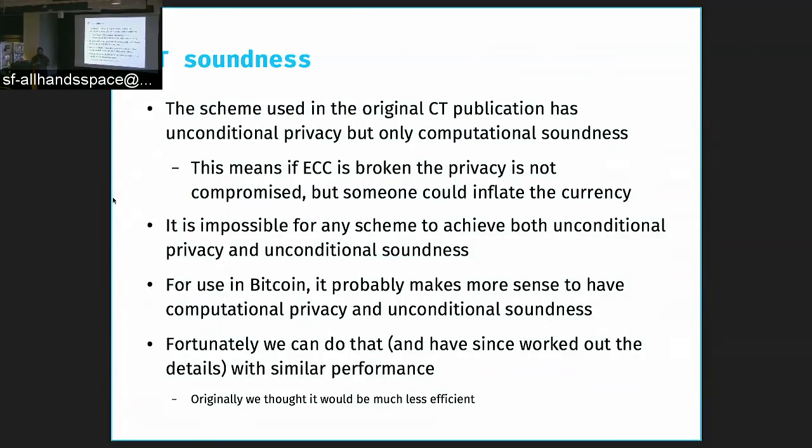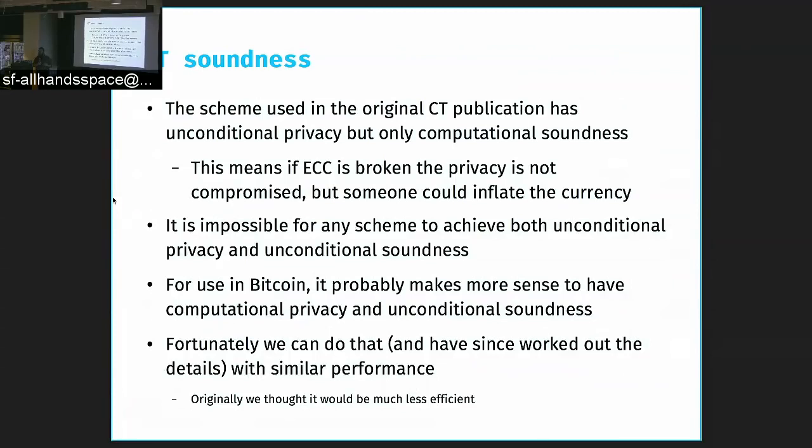And it's fundamentally impossible for any scheme to achieve both unconditional privacy and unconditional soundness. It's basically got to have one or the other. It could miss both as well, but it can't have both of them. So for use in Bitcoin, it probably makes more sense to have a system that has computational privacy. So if the crypto is broken, you lose your privacy, but unconditional soundness, meaning you know for absolute certainty that the coins can't be inflated by the system.